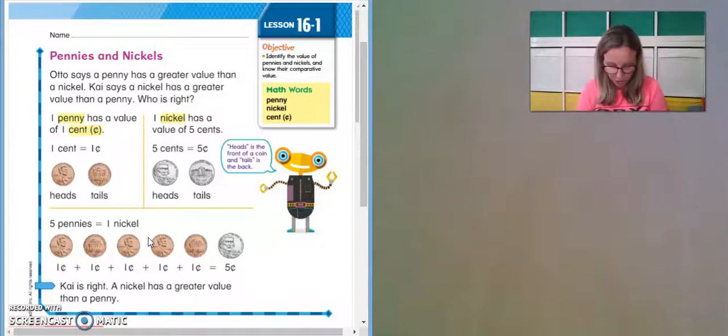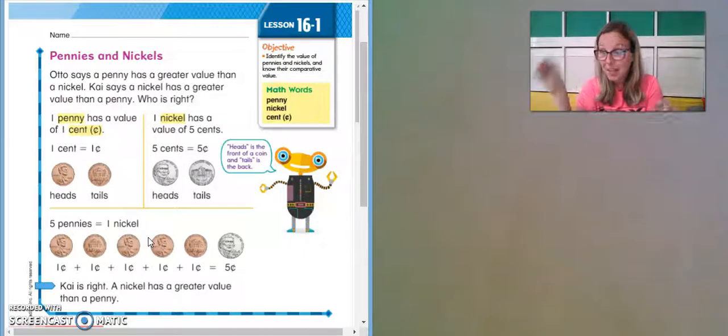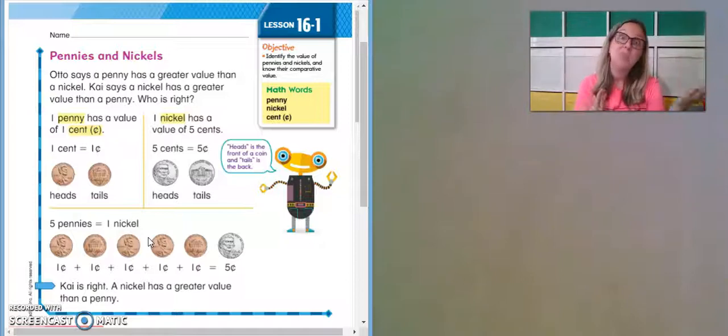Think about when we're working with our stickers in a 10 frame, or when we're working with our straws and bundles, right? A bundle is 10 straws. So in order to have 1 straw be the same as a bundle of 10, we would have to have 10 straws. It's the same with our money. So a penny is worth 1 cent, a nickel is worth 5. So 5 pennies is the same as 1 nickel.